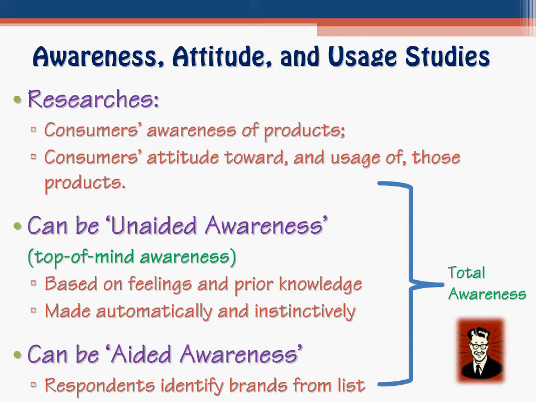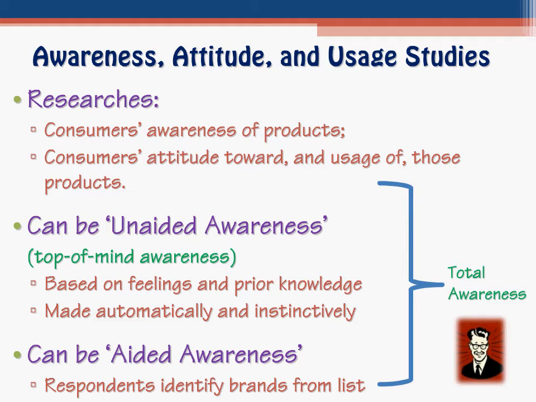Unaided awareness is what we call top-of-mind awareness, where without needing any kind of prompt, the consumer can respond to questions based on feelings and prior knowledge regarding a product or a service. This is automatic and instinctive. With aided awareness, they are identifying brands from a list. They have prompts and therefore they are responding to those prompts. Both unaided and aided awareness are what we call total awareness, and this is what we are looking at in awareness, attitude, and usage studies.